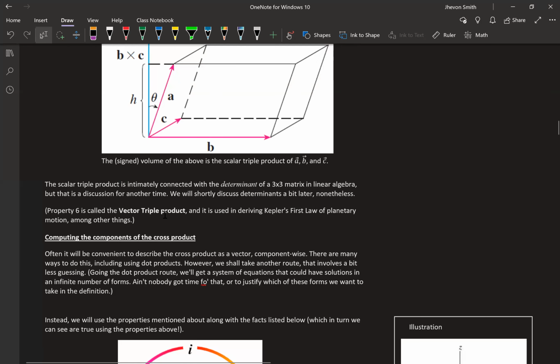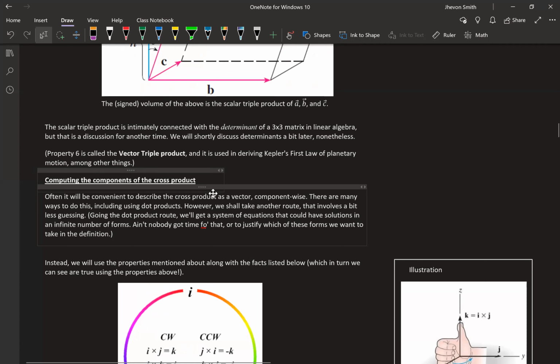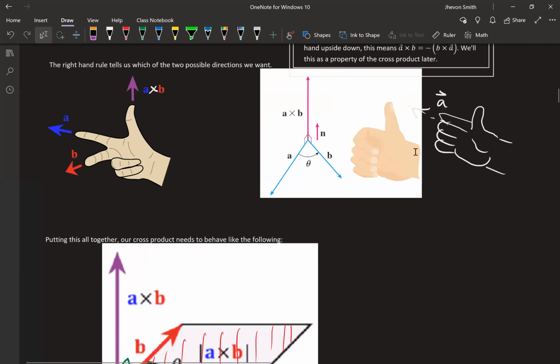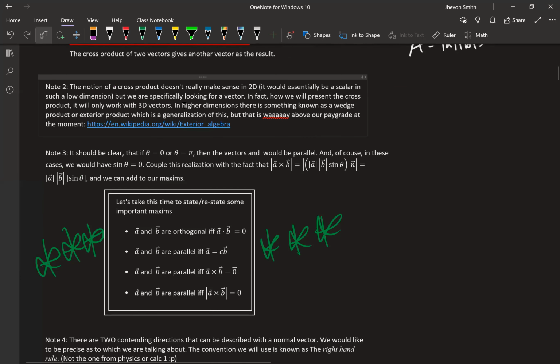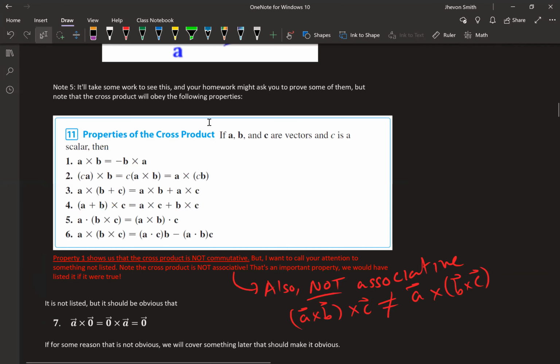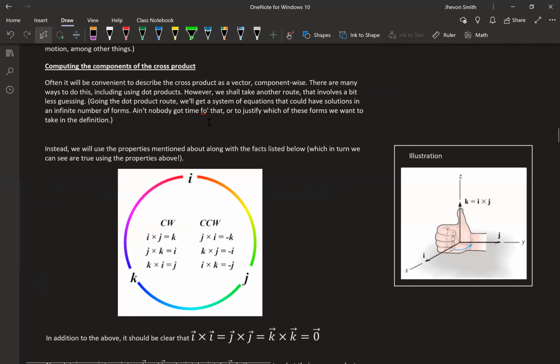Now let's compute. Oh, that actually wasn't a typo. Now let's get to the nitty-gritty. How would we compute the cross product in terms of components? So let's say I'm actually given two vectors, a1, a2, a3, and b1, b2, b3. Can I find the components of the cross product? That's our next goal. How can I find the components of the cross product?